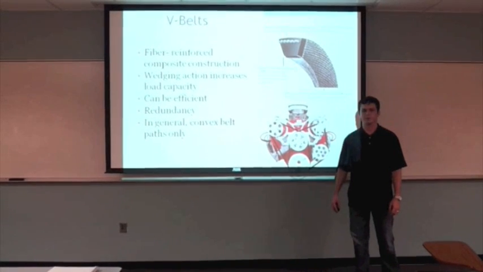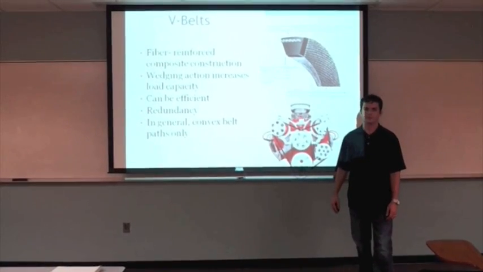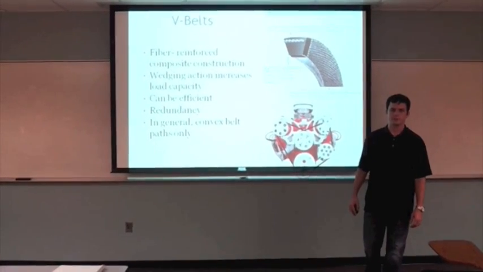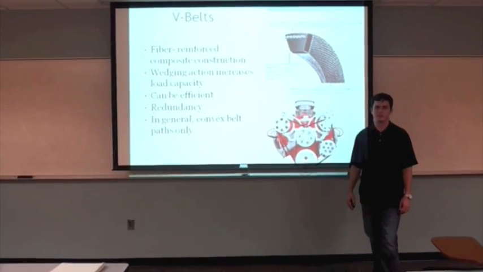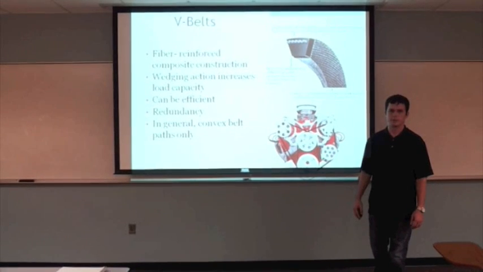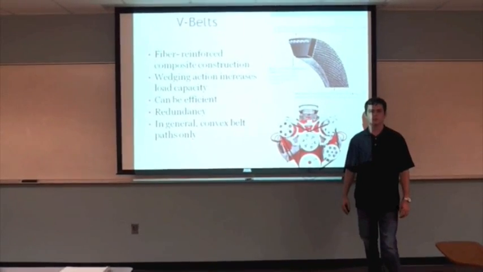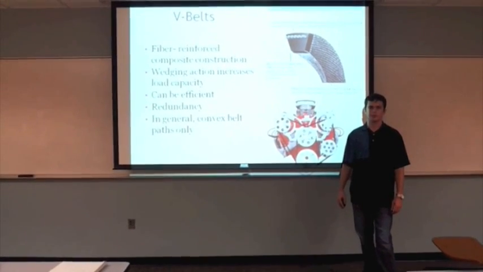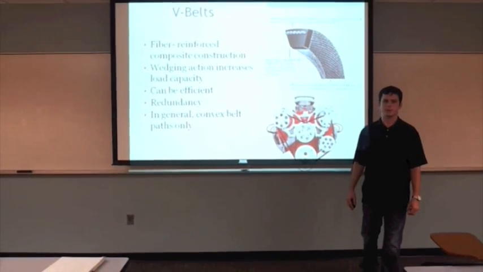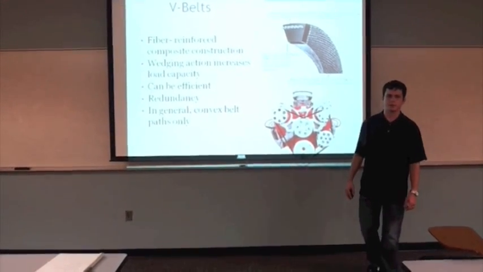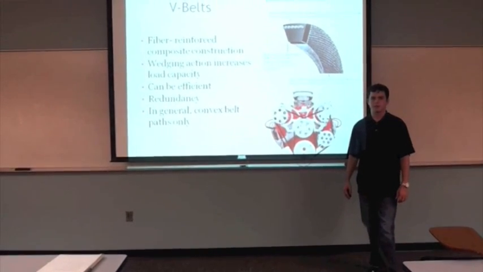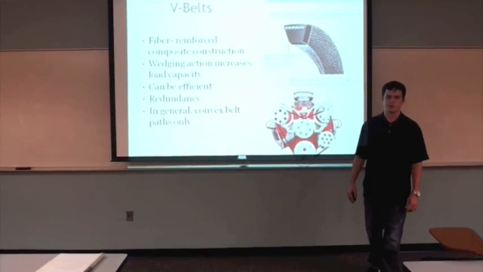V-belts are composed of rubber, typically reinforced with fibers or metal to absorb the tensile strength while it's tightened into the pulleys or in high power applications. The pulleys are designed with a V groove, the same shape as the belt, forcing the belt to wedge itself into the pulley and essentially pull it around while it's in motion. These can be efficient if designed correctly.